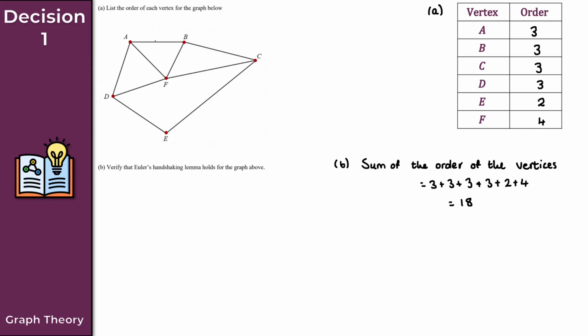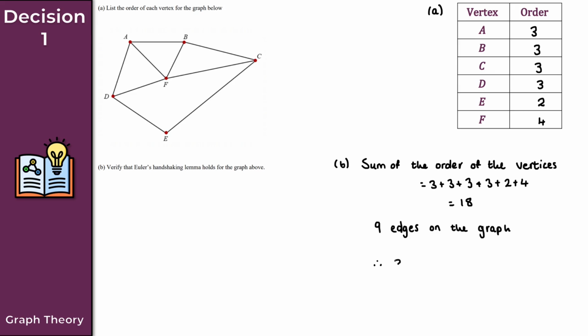So how many edges do we have for this graph here? I've got 1, 2, 3, 4, 5, 6, 7, 8, 9. So we've got 9 edges on the graph. So therefore, 18 here is the sum of the order of the vertices.